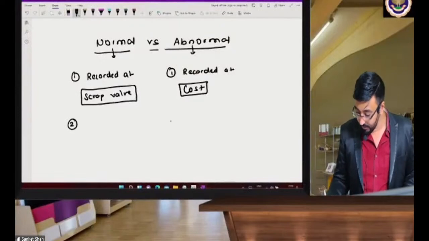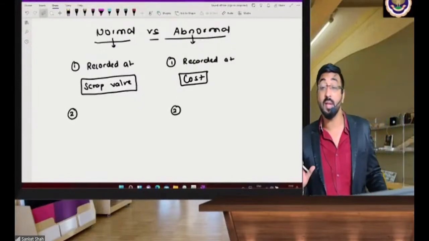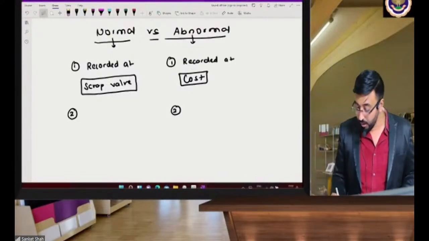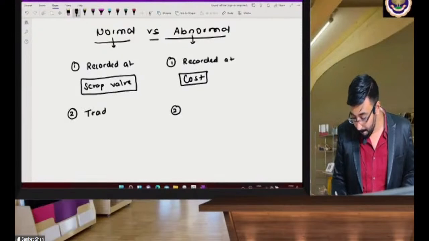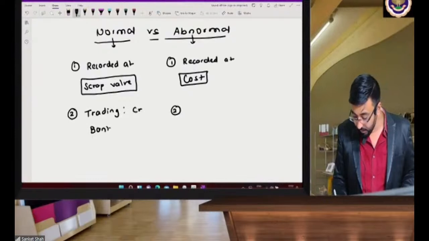Second difference. First, accounting. We will understand this from the accounting point of view. Where to record? Trading account credit side. And the second effect, bank account asset side.